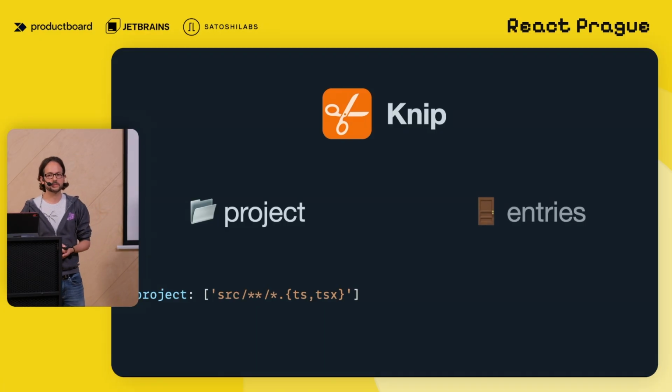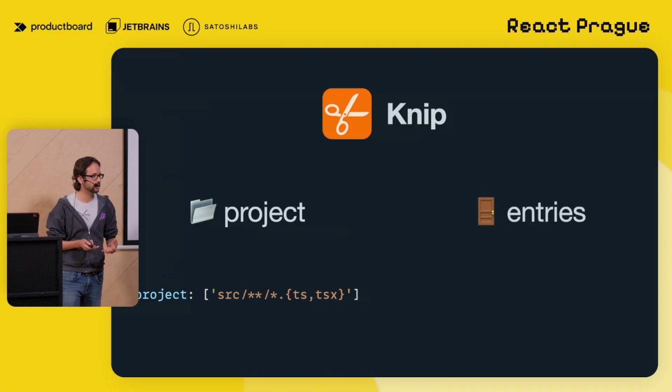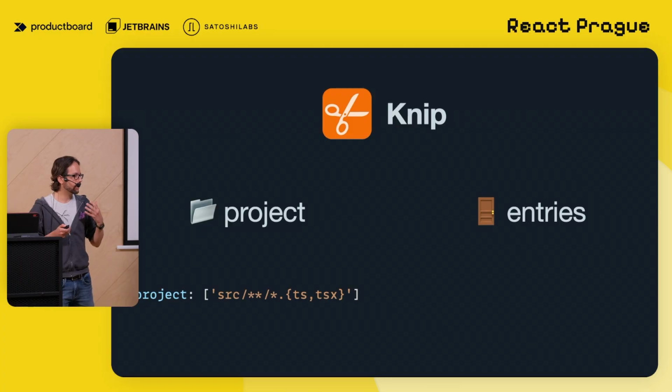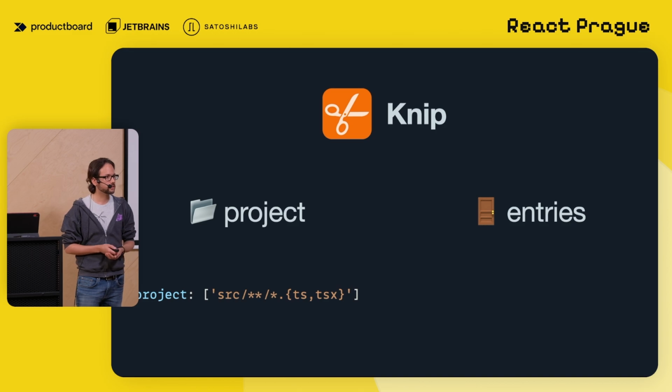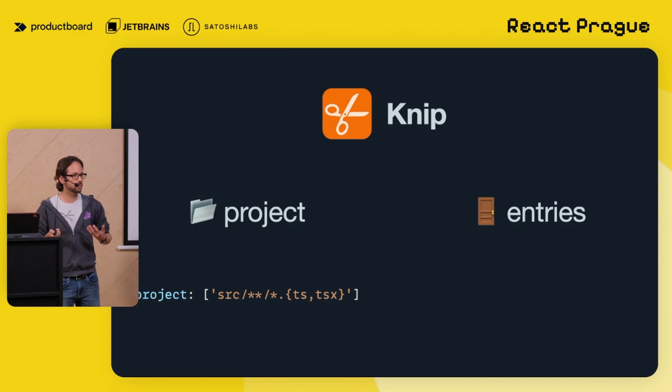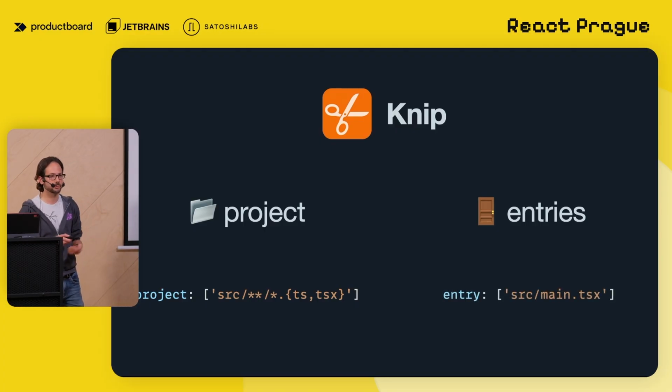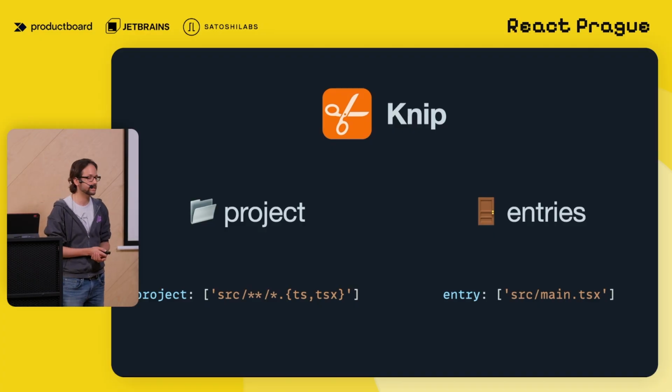And the second thing that it needs to know is what the entry points to your application are. Now, that usually depends on which kind of framework or bundler you're using. So if you're using something like Next.js, every page.tsx file or every layout file in your app directory would be an entry point to your application. But if we're just using something like Vite, it might just be our main.tsx file. That's the entry point to our application.